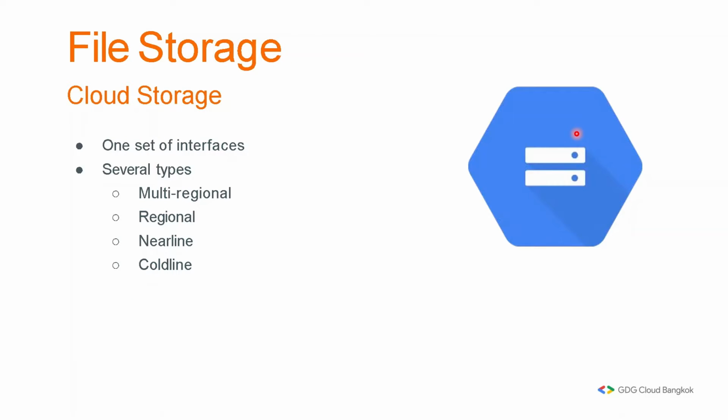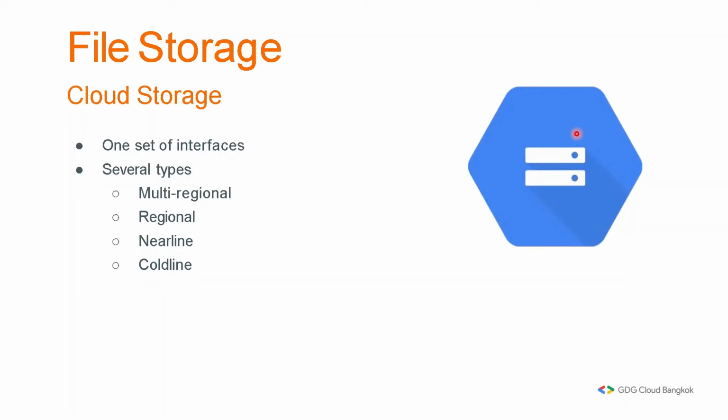Coming to file storage. Cloud Storage is one set of interfaces, and there are several types like multi-region, regional, Nearline, and Coldline. These storage services are used to store data of your application. It provides consistent, scalable, and large-capacity data storage in Cloud Storage.